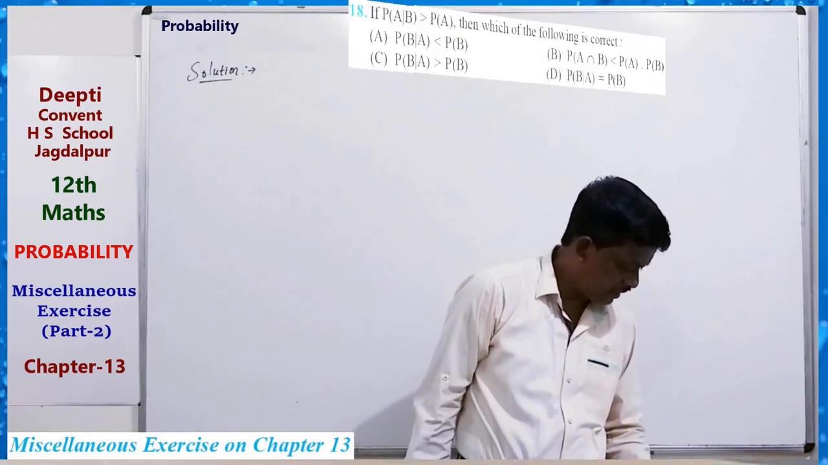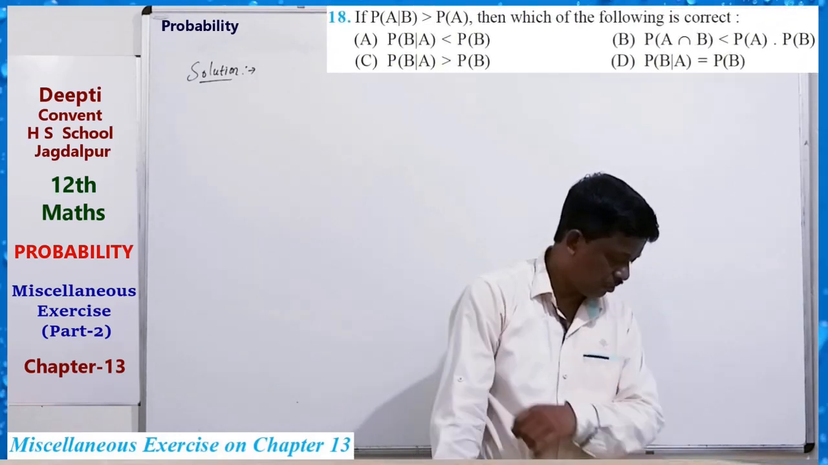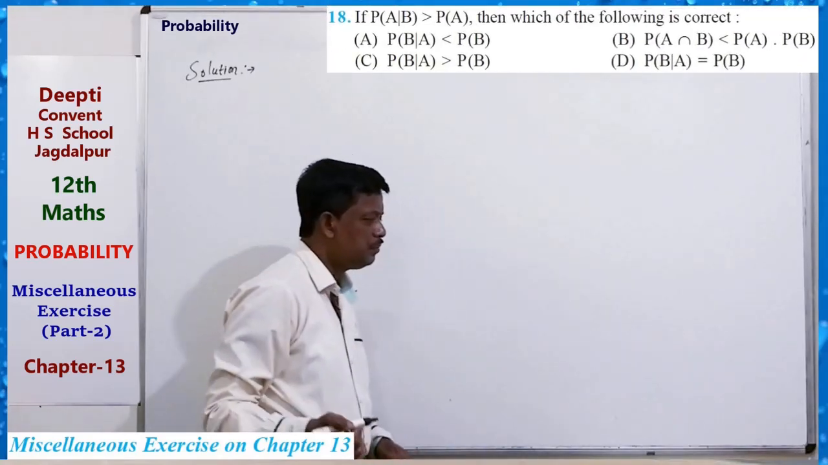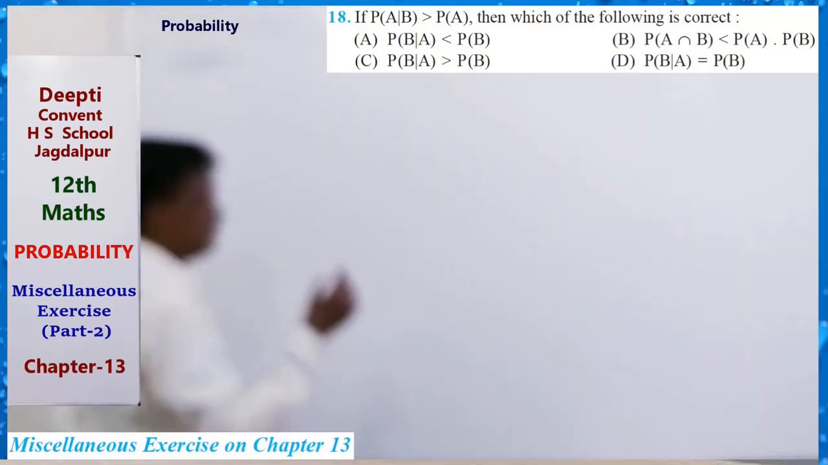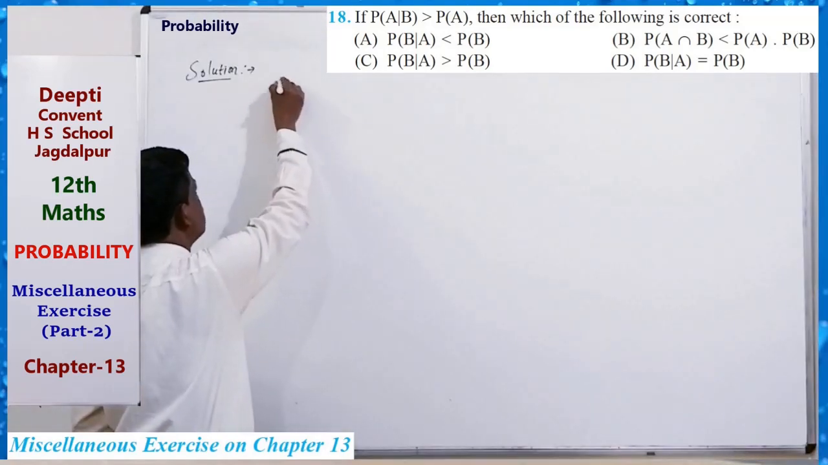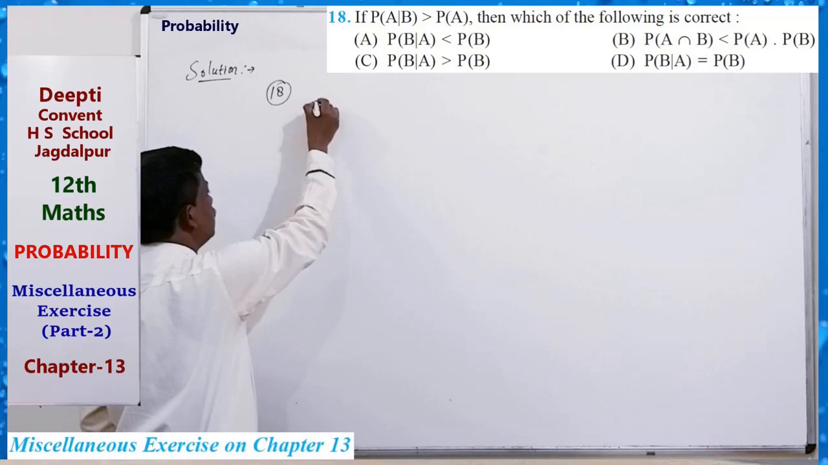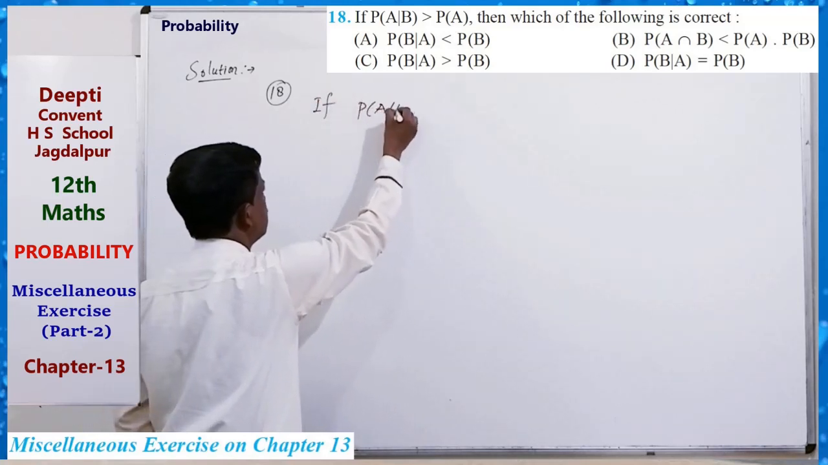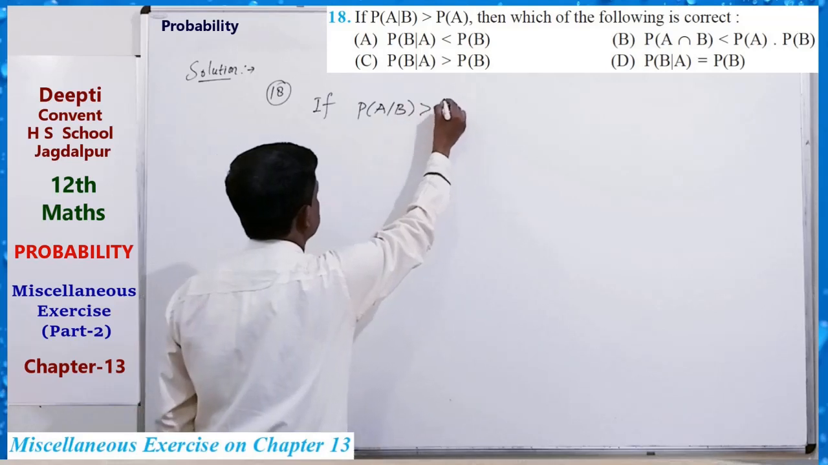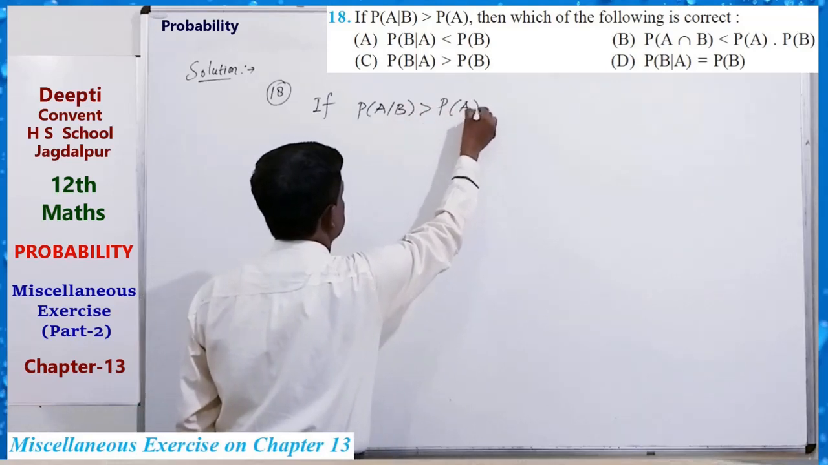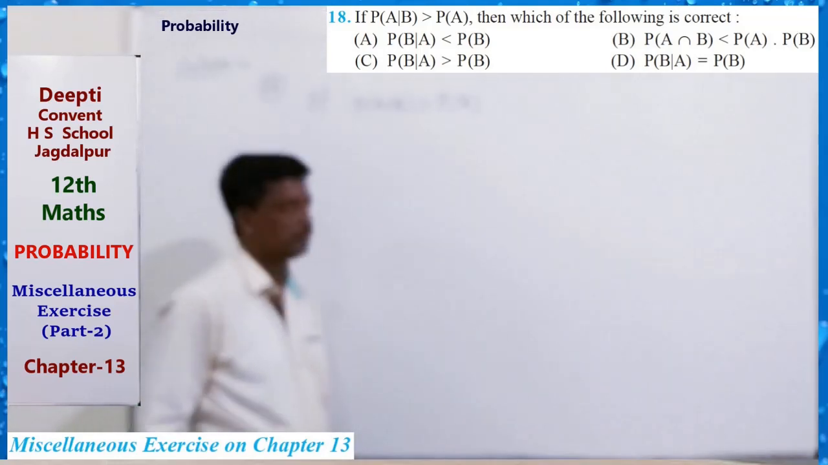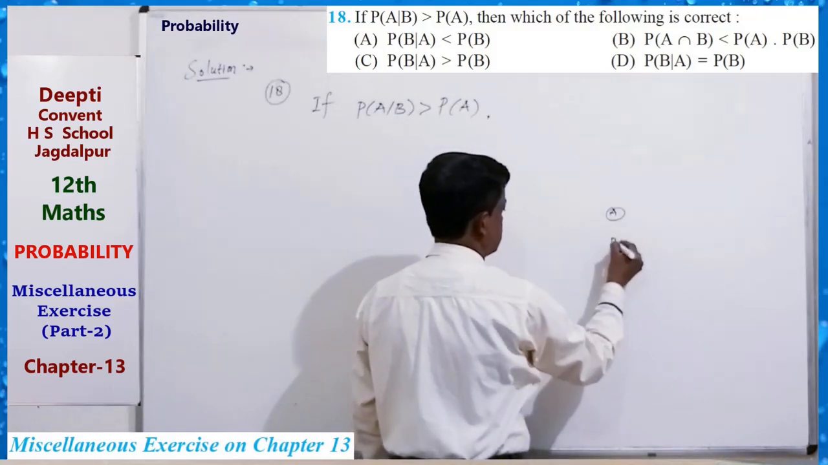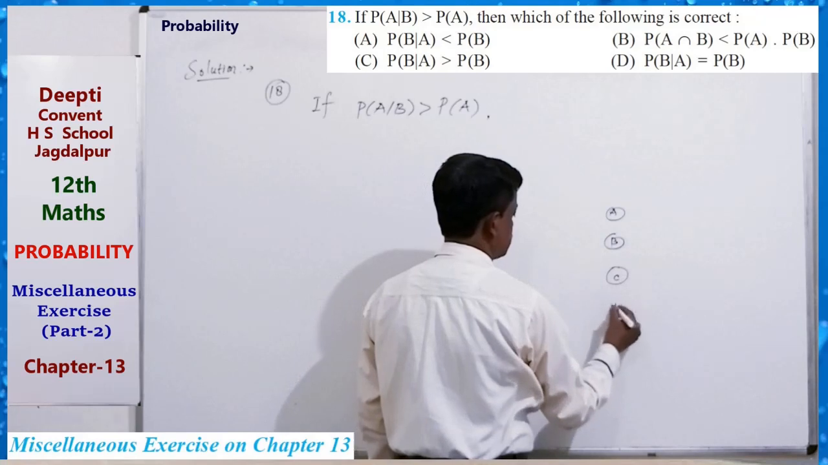If P(A|B) is greater than P(A), then which of the following is correct? This is the 18th question. It is given that P(A|B) is greater than P(A). Which of the options is correct? Option first, option second, option third, option fourth.